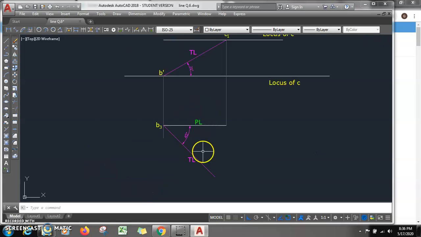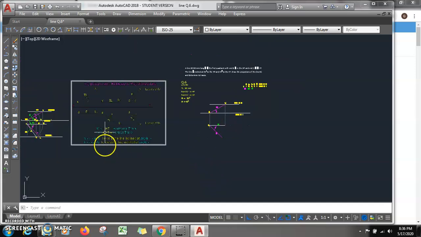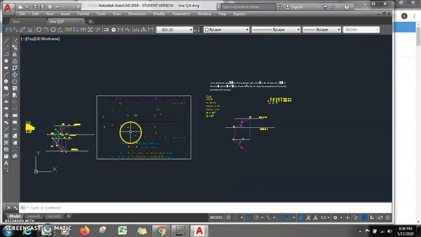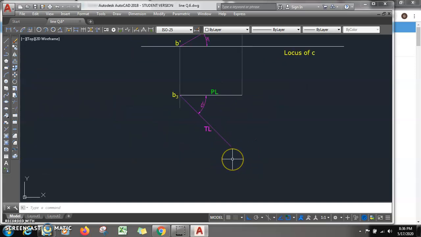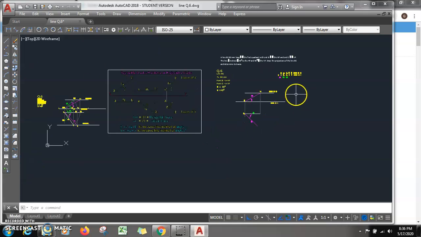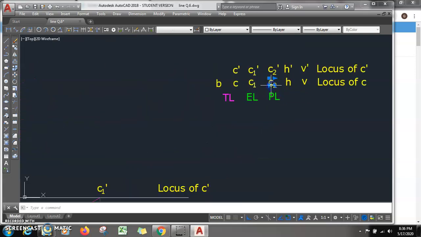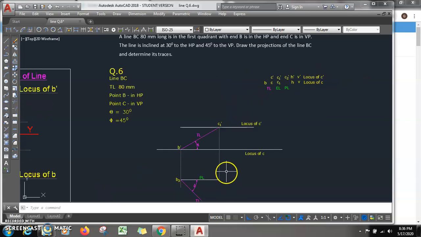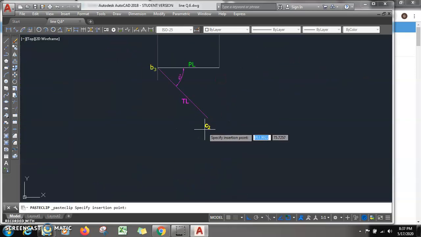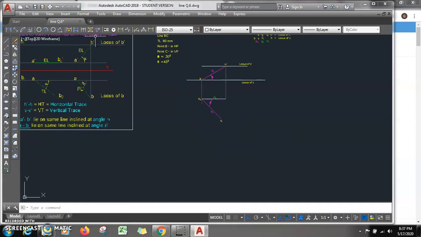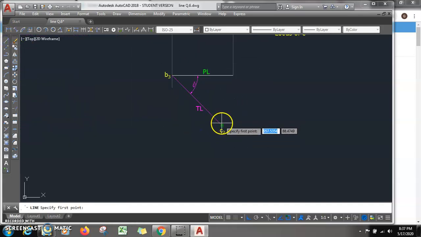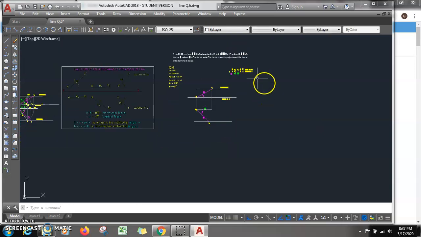In a similar way, now b3 is there. When true length is at angle phi, this end is b2, so in our case it will be c2. This point will be called point c2, and from this point a horizontal line will be passing. This line will be called what?